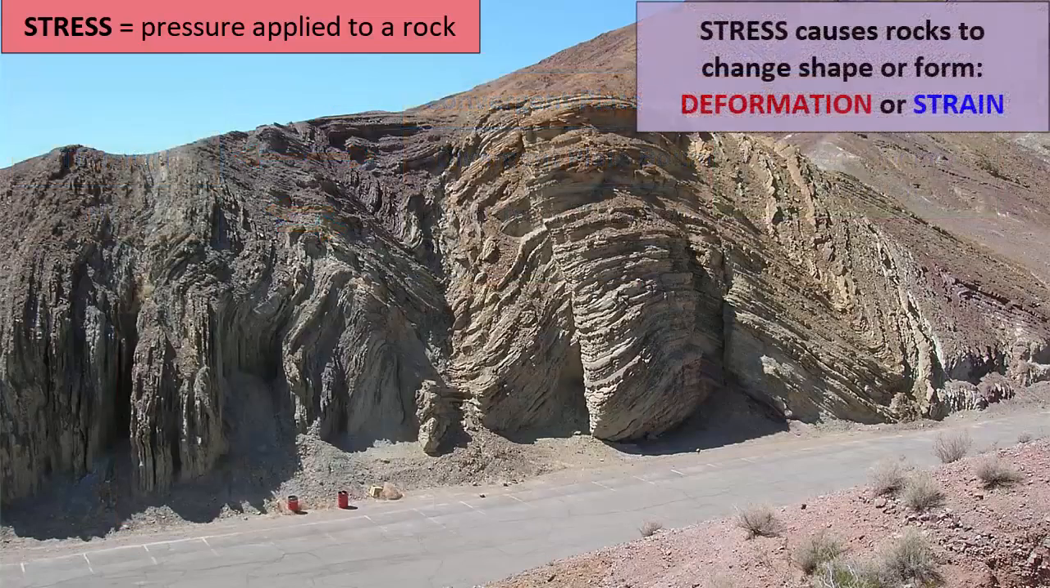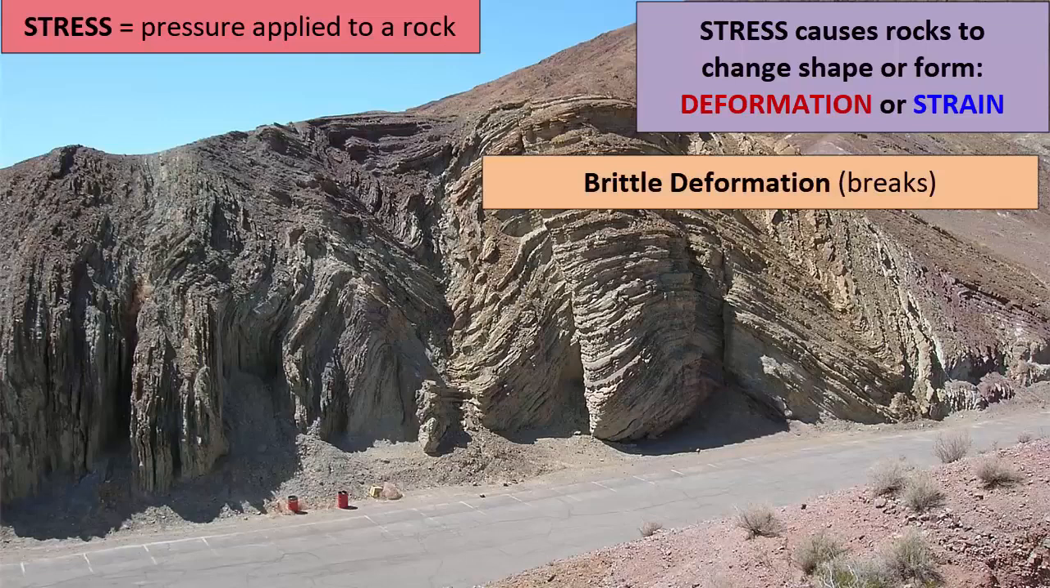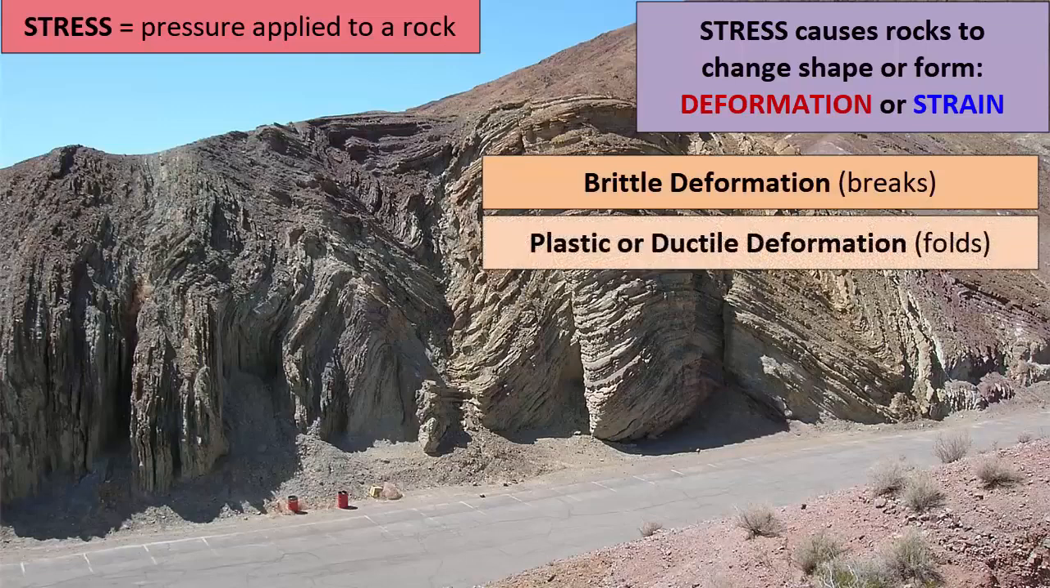All of these different types of stresses will eventually lead to changes in the shape or form of a rock, a process known as deformation. Rocks that are undergoing deformation are experiencing strain. In some cases, strain or deformation of a rock leads to breaking the rock, which we call brittle deformation. In some cases, strain or deformation leads to a rock bending or folding, which we call ductile or plastic deformation.